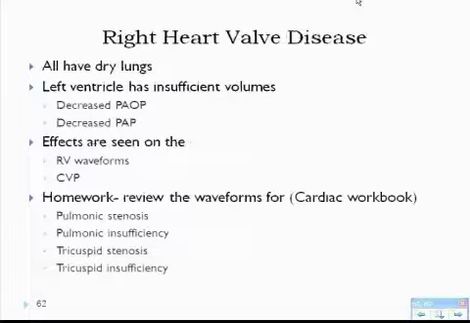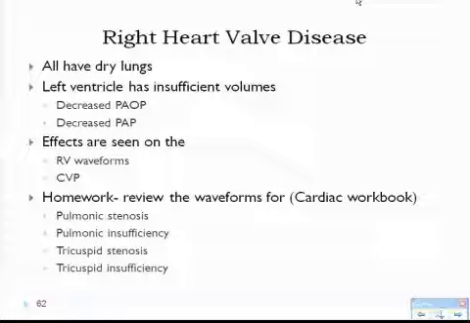Here's a hint. This is where you should talk to your buddies when you're doing your cardiac workbook. When you look at right-sided valve diseases, basically you're looking at valves that are before the lungs. So you're looking at lungs that are essentially dry most of the time. Even if it's stenotic or regurgitant, usually the lungs are dry. Okay? Usually the left ventricle has insufficient volumes, so you usually see associated decreases in PA occlusion pressure as well as decreases in PA pressures a lot of the time.